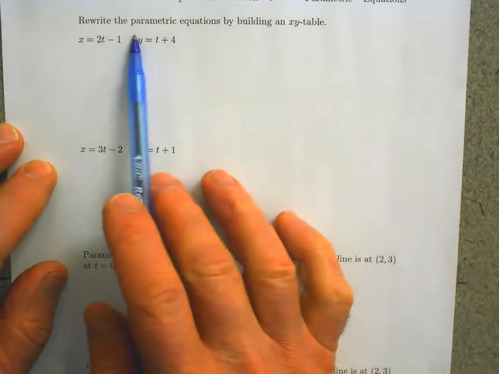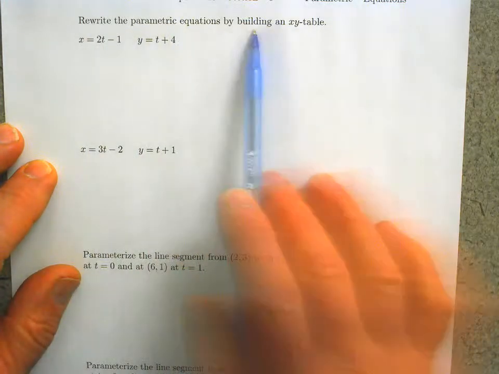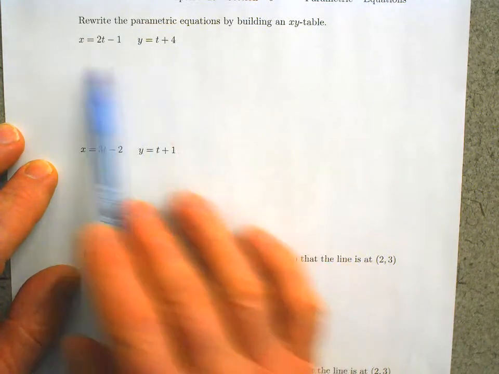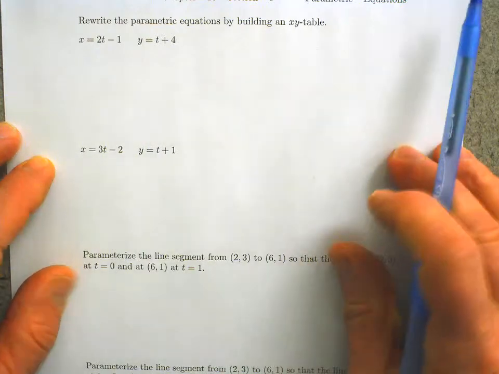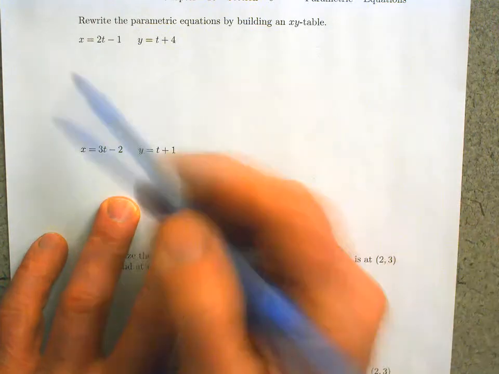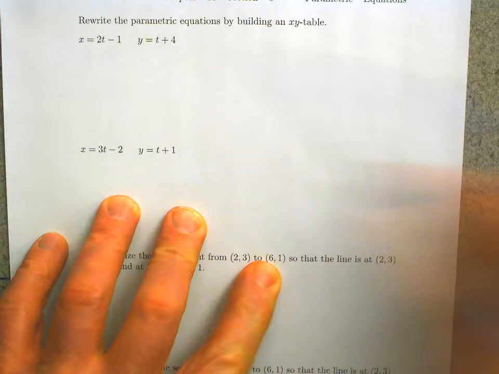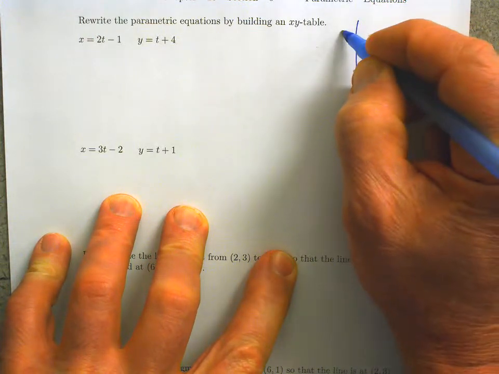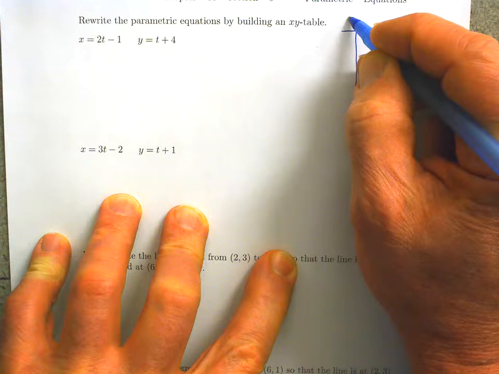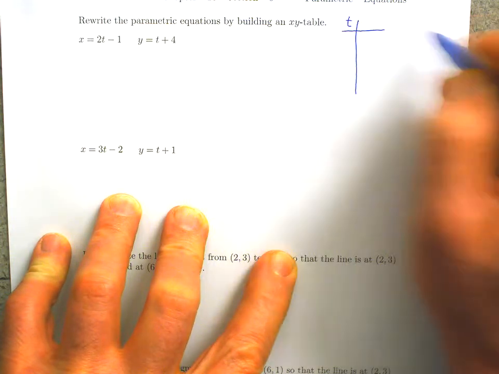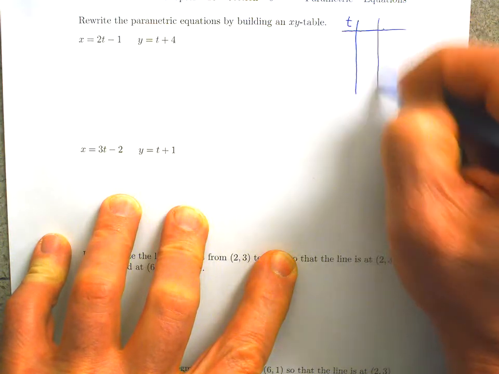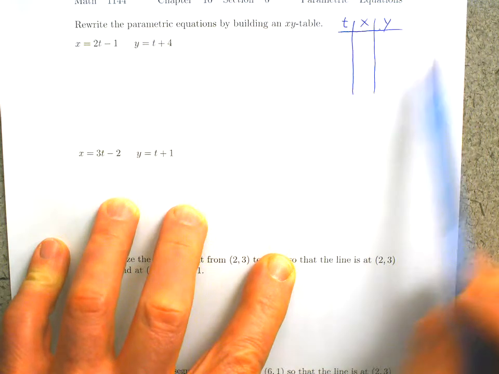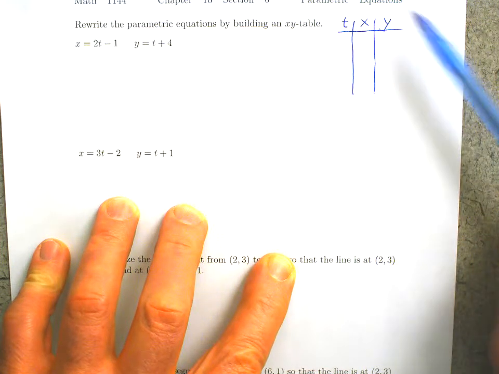So in other words, in addition, we want to find the Cartesian equation for the curve that has these parametric equations. So we'll construct an XY table involving t values, and then we'll see if we can determine what a formula is in terms of x and y.